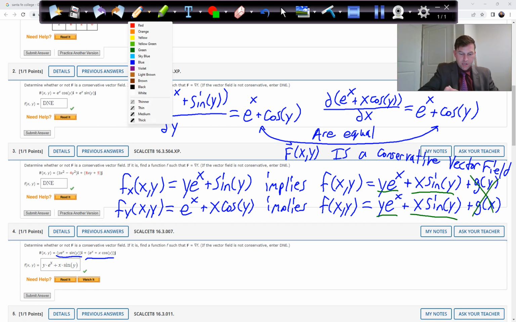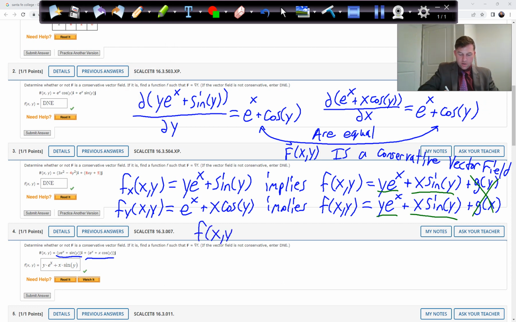And we're going to say pretty confidently that the original function is y e^x + x sin y. And if you take the partial derivative of that function with respect to x, you will get the i term of the vector field. If you take the partial derivative of that with respect to y, you will get the j term of the vector field. And that's, I guess, all we have to type there. So that would be the function we were looking for in problem 4.